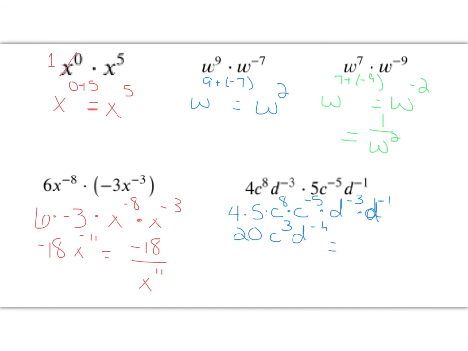fixed, right? So the 20 is good. We will never swap a coefficient because it's not an exponent. The c to the third power is happy. It's a positive exponent. The d to the negative 4 is going to hop the fraction bar, so it's going to go into the denominator, and it's going to become d to the positive 4. So there's what we do with the product rule, and now you're ready to practice.